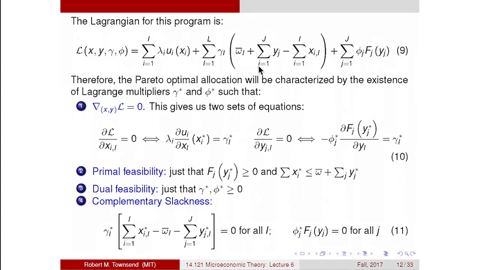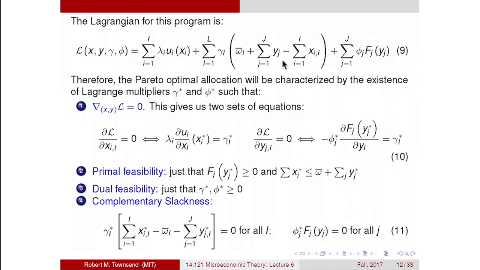And then when we differentiate this whole system, say with respect to the Lth good for the ith household, we want to set the Lagrangian derivative to 0, which is the same thing as lambda I ui prime at xi star.